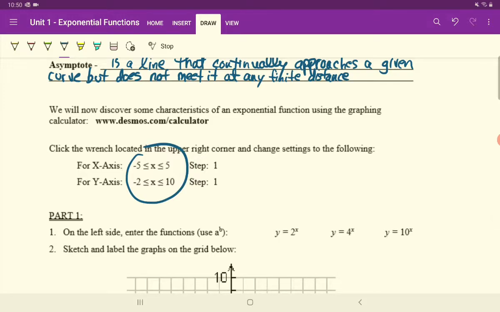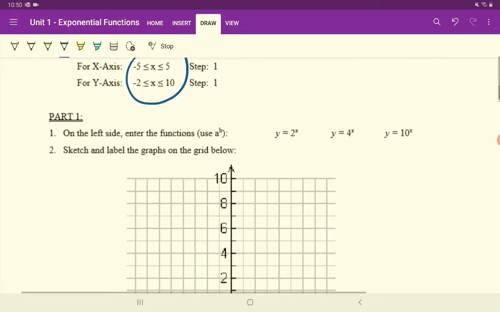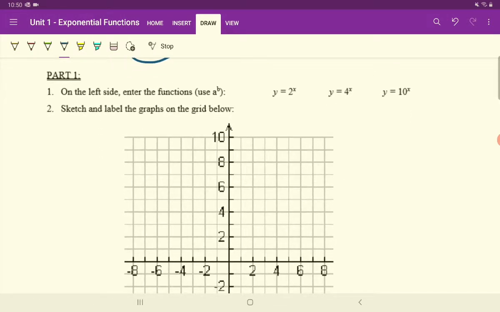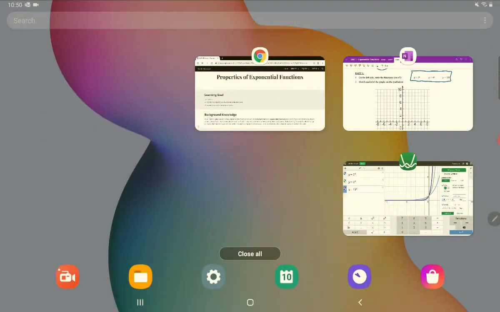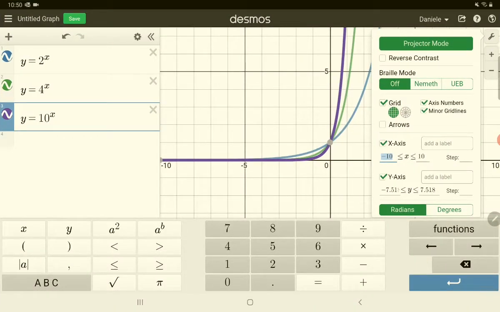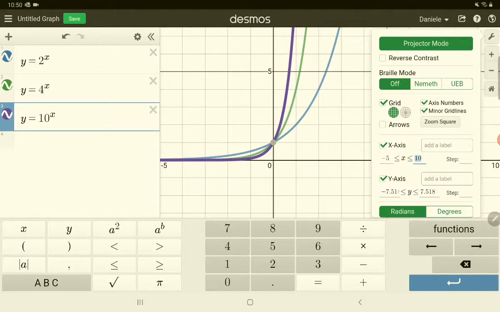All right, so let's dive right in and let's graph a few exponential functions and let's see what properties we can distinguish between them. So use your graphing calculator to plot these three equations. If I go into Desmos, I'll show you quickly how that's done.